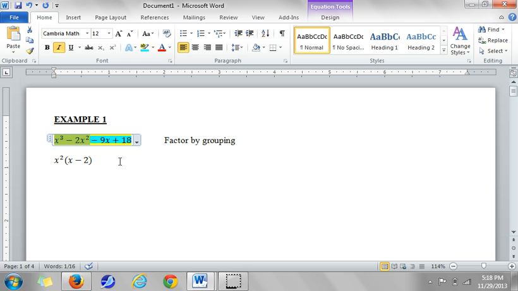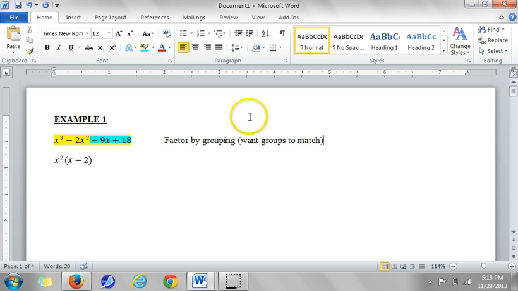Now the thing with factoring by grouping is that you want the groups to match. Otherwise, the method of factoring by grouping doesn't take us any further. So what I want to end up with in my parentheses over here is x minus 2. I'm going to use the same approach. I'm going to look at the coefficients first.